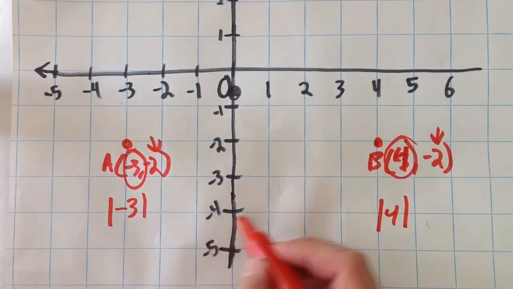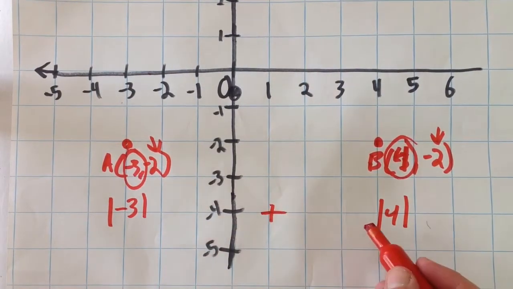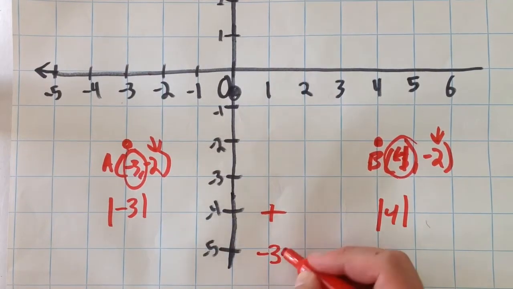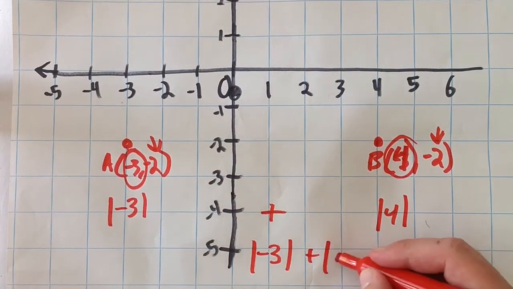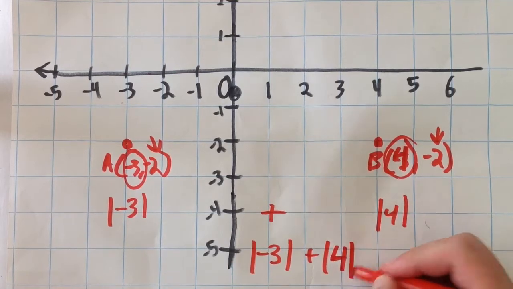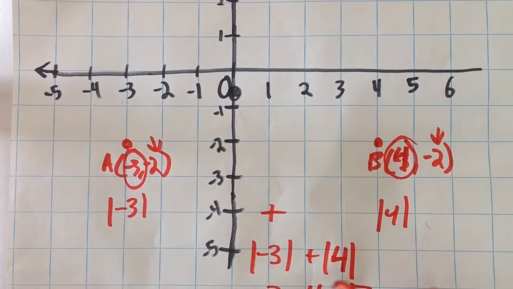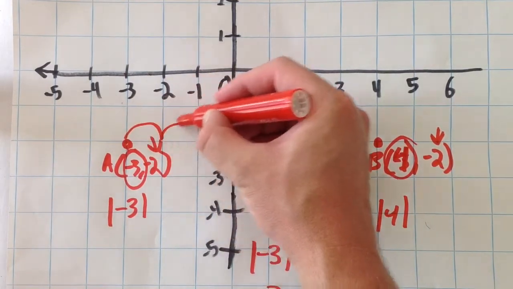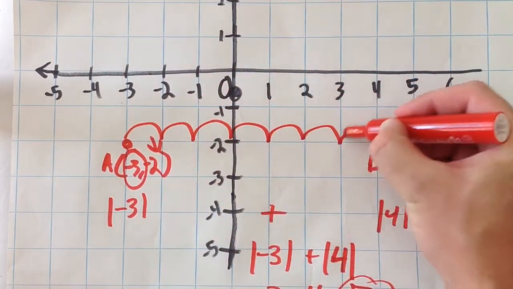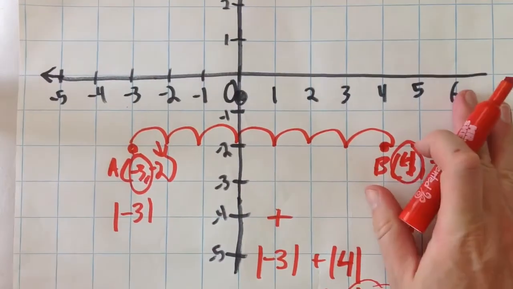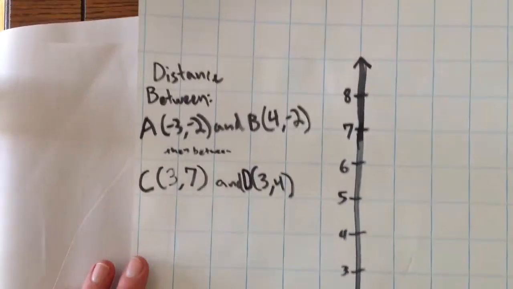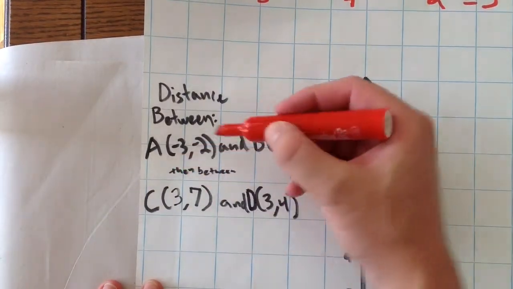That's actually all we need, the different numbers. We'll add them together. The absolute value of -3 is 3, and the absolute value of 4 is 4. So we know that our distance is 7. And we can prove that by counting 7 hops to get to the other. Remember, we only need to see the value that is different from the other.